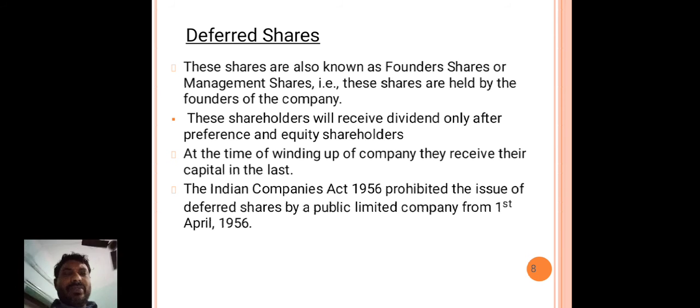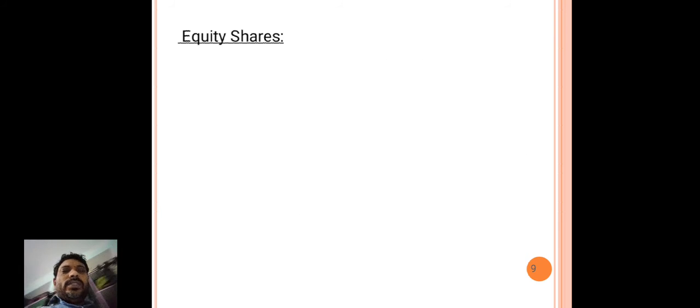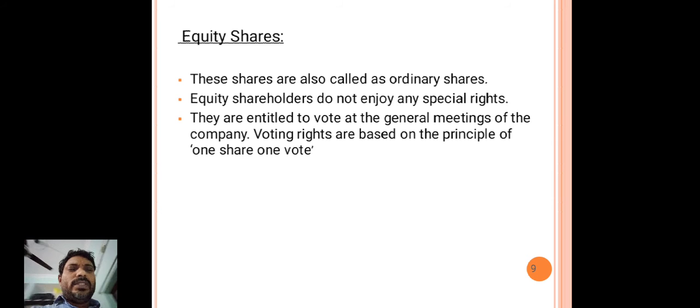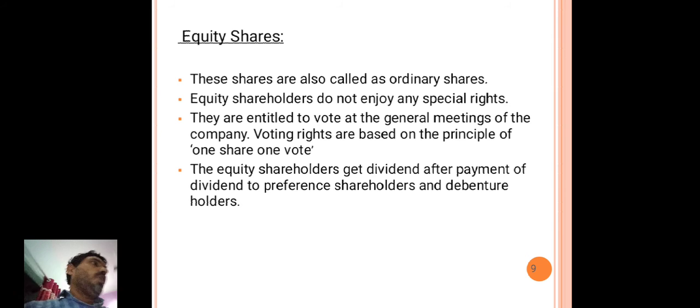The Indian Companies Act 1956 prohibited the issue of deferred shares by a public limited company from 1st April 1956. Okay, the next one, equity shares. In this class the new topics I am going to explain are equity shares, preference shares, and the types of preference shares.